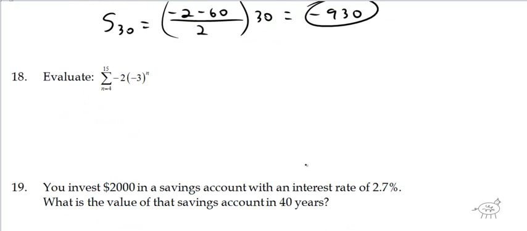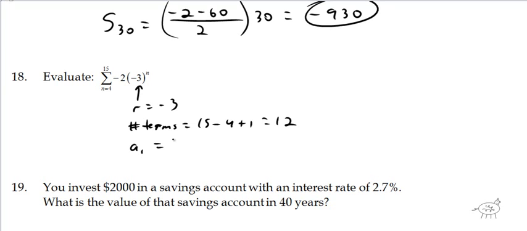Okay. Number 18. So you guys should recognize that this is a geometric, and of course R is equal to negative 3. Now you don't need the last term, which is kind of nice. We need the number of terms. So let's get that. And that's going to be 15 minus 4 plus 1. So that gives us 12 terms.